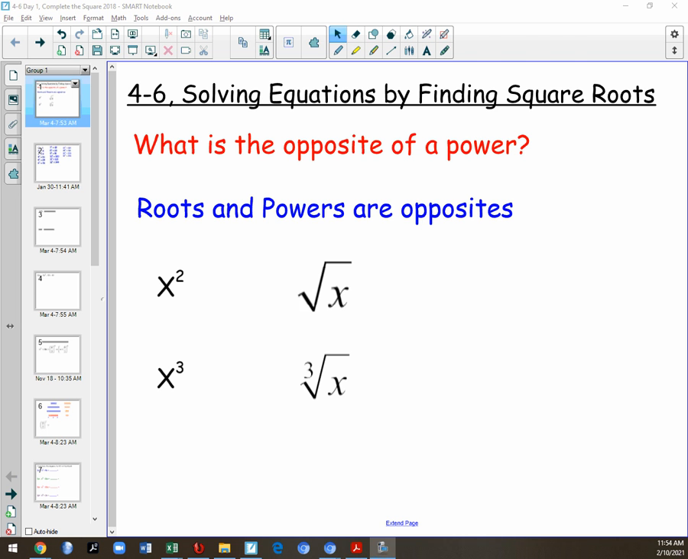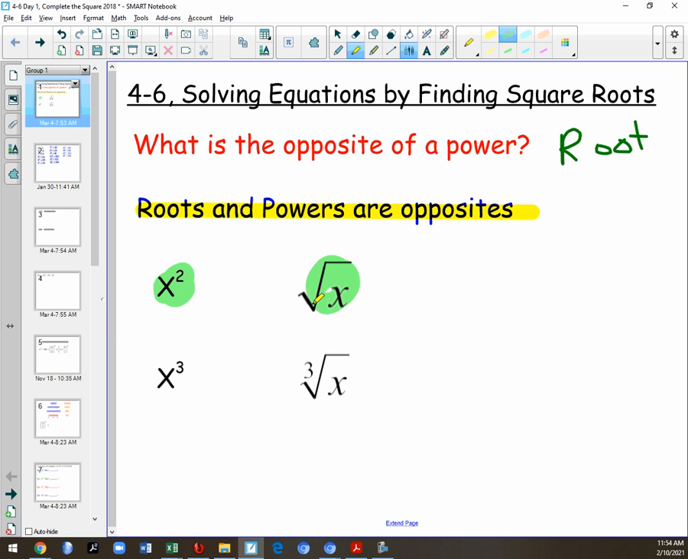So what is the opposite of a power? The opposite of a power we know is going to be a root. Roots and powers are opposites of each other, which means the opposite of x squared is the square root of x. There is a 2 understood to be there. It does not have to be there. It's understood to be there, okay?